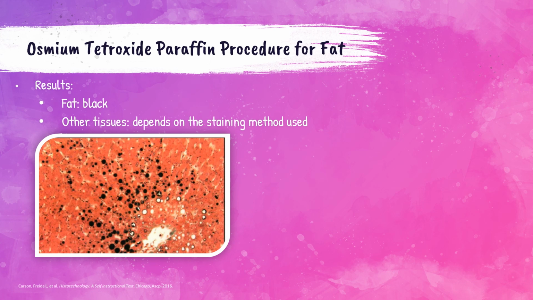Depending on the method used, tissues can be different colors. This photo shows a liver section that was fixed with osmium tetroxide, and then it was stained with the Masson trichrome procedure. The fat here is shown as these black spots throughout the tissue. All these black spots are going to be the fat.